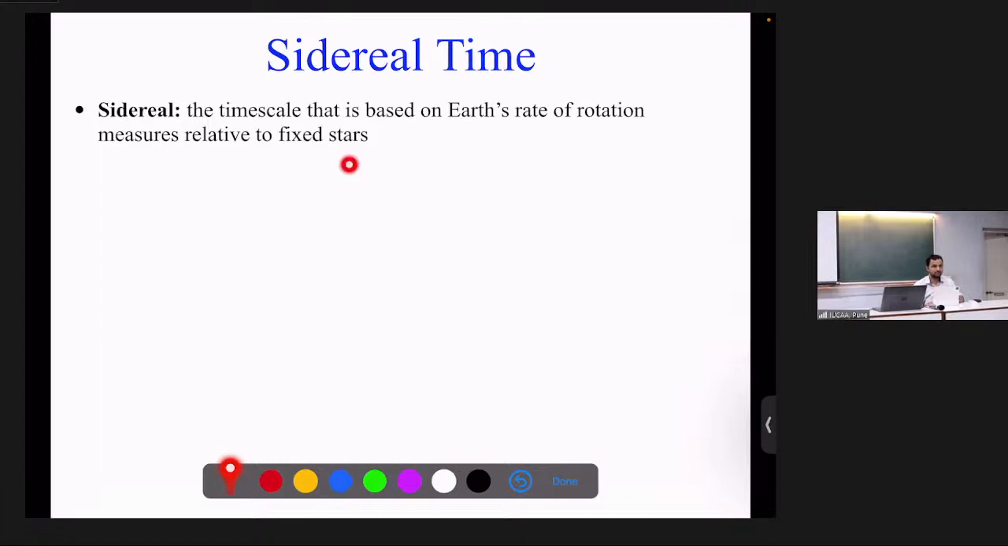relative to fixed stars. So you know that if you look at the night sky, the position of a star will not change. It will look like that today our North Pole star will remain in that same position tomorrow also. It will not go somewhere else. Fine. So see, using this concept only, in the stone age, people were measuring the time.